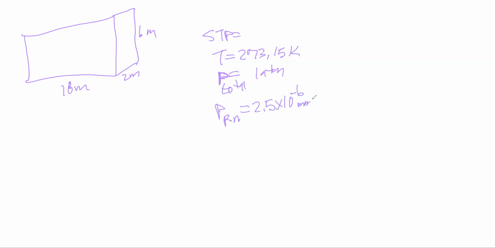It tells us that we're at STP again. So our temperature is going to be what if we're at STP? What should our temperature be? 273.15. 273.15 Kelvin. Our total pressure would be 1 ATM. But we don't necessarily have to know that, because we know that our partial pressure of our radon is 2.5 times 10 to the minus 6 millimeters of mercury.